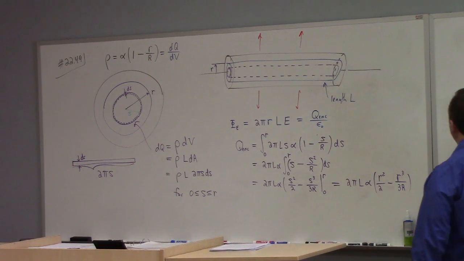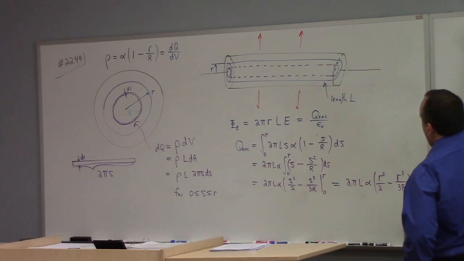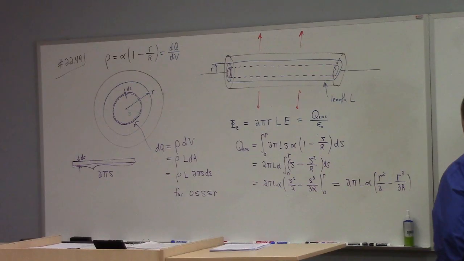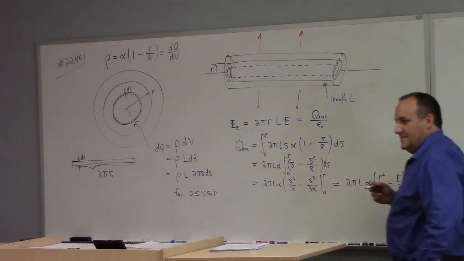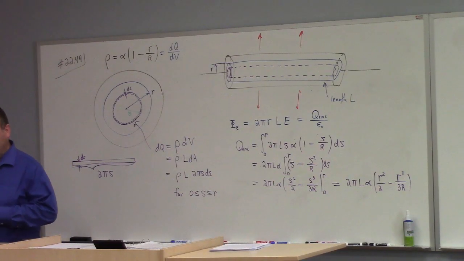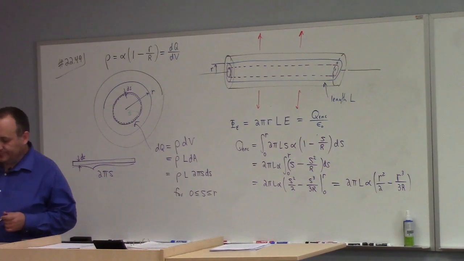So let's put it all together. We have 2 pi r L E equal to Q enclosed over epsilon naught, which in this case is 2 pi L alpha divided by epsilon naught times r squared over 2 minus... If you guys see me make a mistake, don't wait, just jump in. And if you're wrong and it's not a mistake, you slowed me down, not a problem. And if I did make a mistake, you saved 5 minutes of your time. So if you see something, say something.